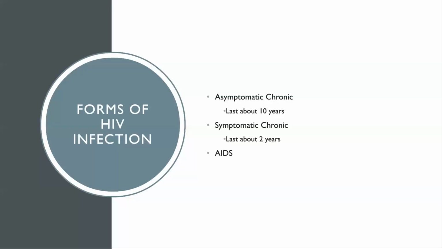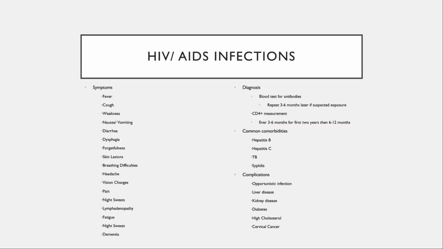Forms of HIV infection starts off as asymptomatic chronic, which lasts for about 10 years. Then we see symptomatic chronic, which lasts for about 2 years, and then development into AIDS. Symptoms of HIV infection include dementia, night sweats, fatigue, lymphadenopathy, pain, vision changes, headache, breathing difficulties, skin lesions, forgetfulness, dysphagia, diarrhea, nausea and vomiting, weakness, cough, and fever.